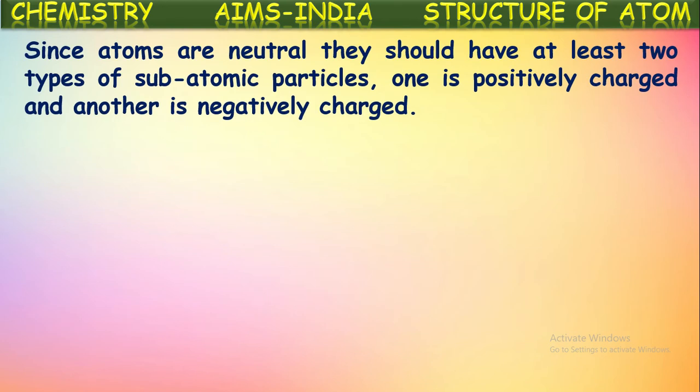Since atoms are neutral, they should have at least two types of subatomic particles. One is positively charged and the other is negatively charged. These two will be generally equal in quantity, so that the negative charge will be counterbalanced by the positive charge and hence atoms will remain electrically neutral.